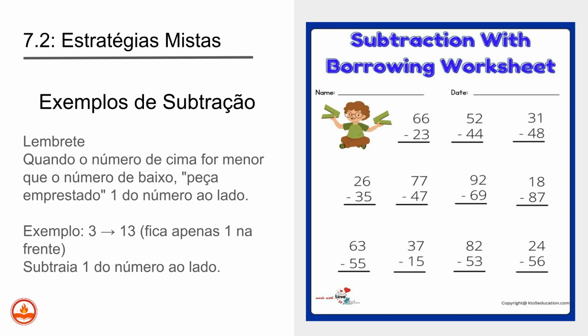So, 66 minus 23. Let's start. 6 minus 3. The top number is greater than the bottom number, so we don't need borrowing. So 6 minus 3 is 3. What is 6 minus 2? No borrowing again. So the answer is 43.